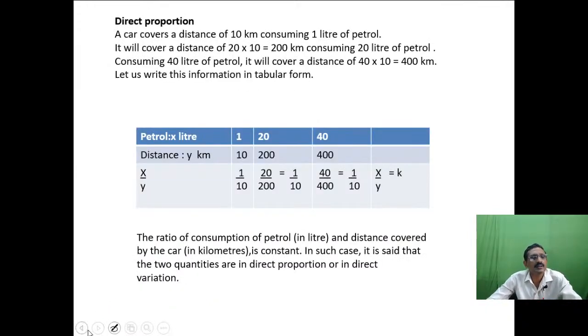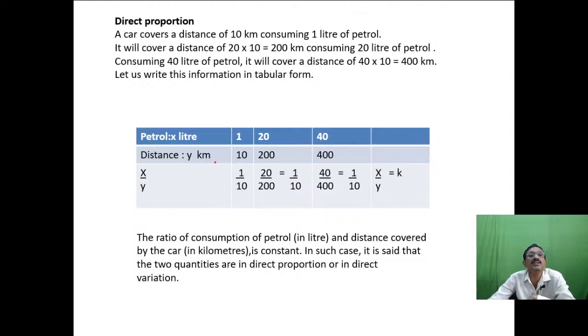Let us see a concept called direct variation. What happens in direct variation? We will see an example. Based on an example, we will see how direct variation works.